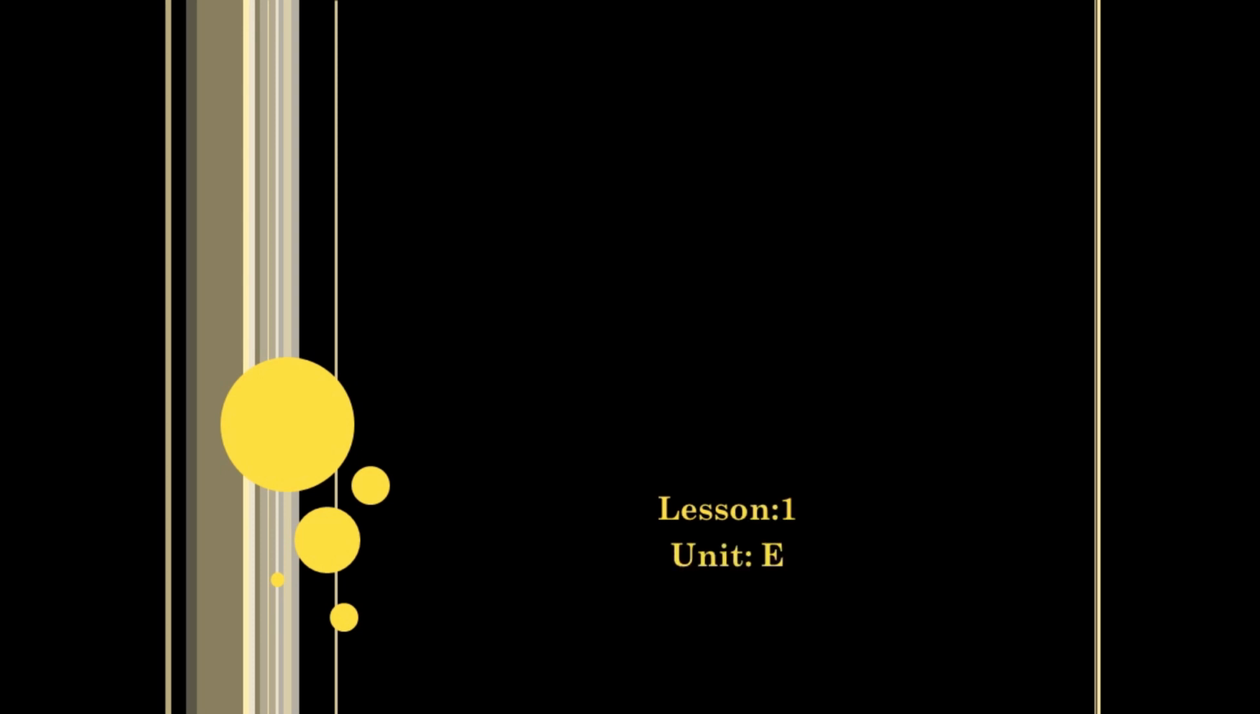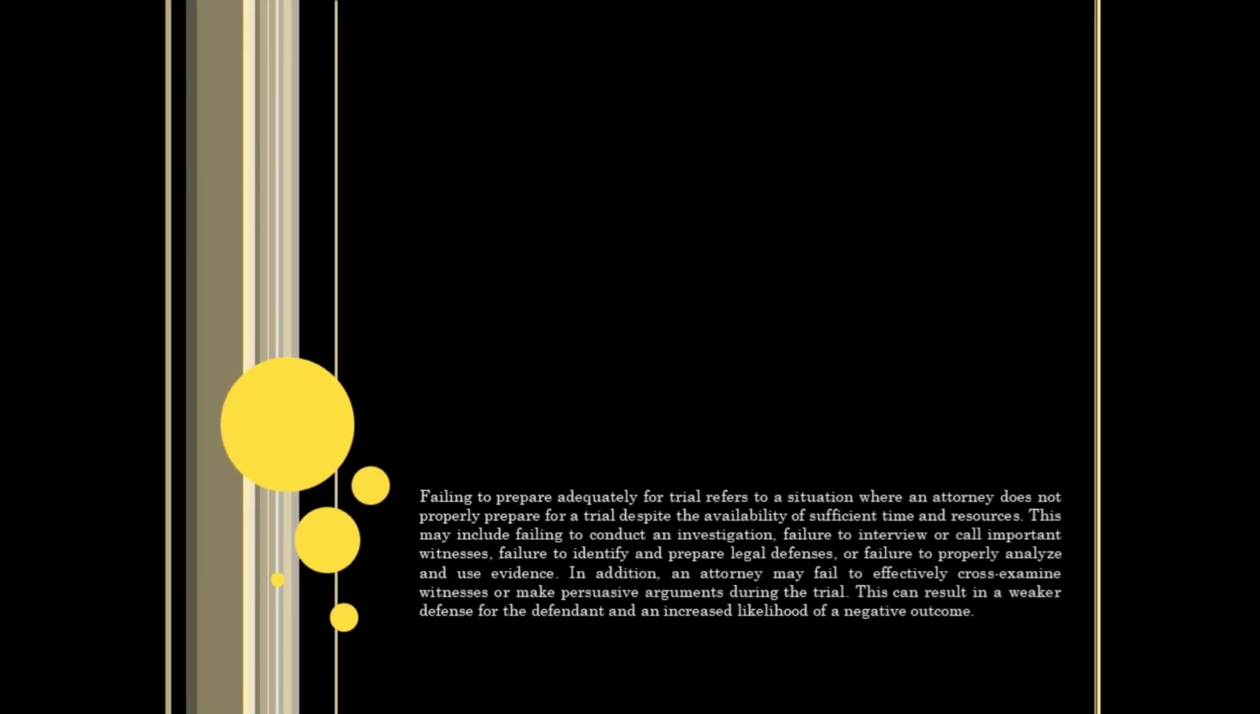Lesson 1. Unit E. Failing to prepare adequately for trial. Failing to prepare adequately for trial refers to a situation where an attorney does not properly prepare for a trial despite the availability of sufficient time and resources. This may include failing to conduct an investigation, failure to interview or call important witnesses, failure to identify and prepare legal defenses, or failure to properly analyze and use evidence.